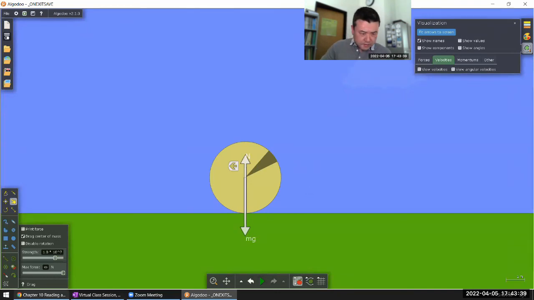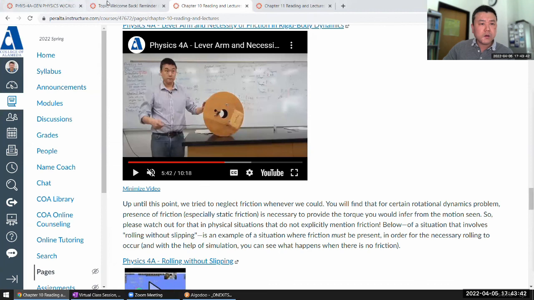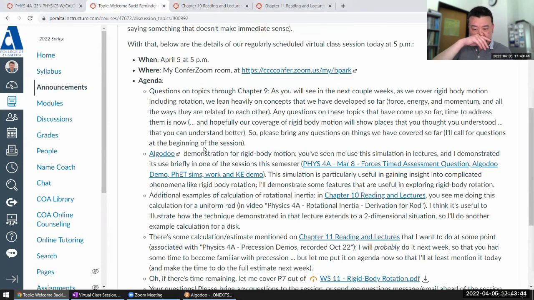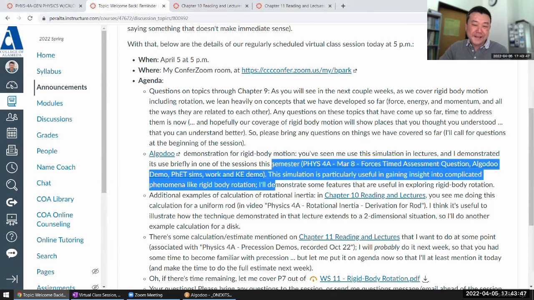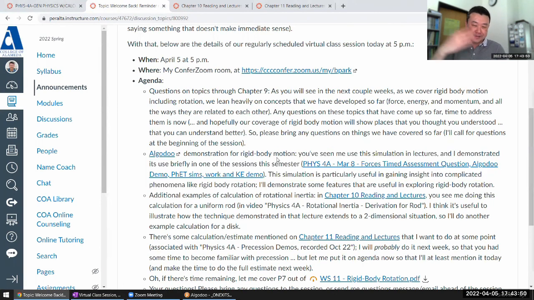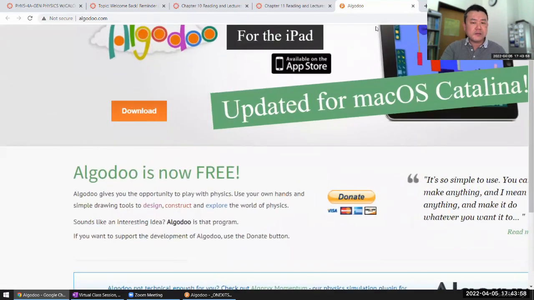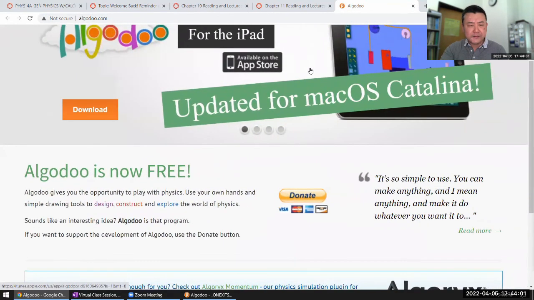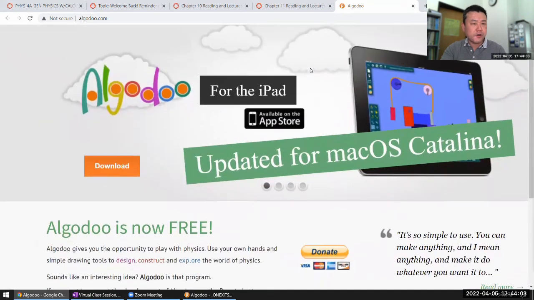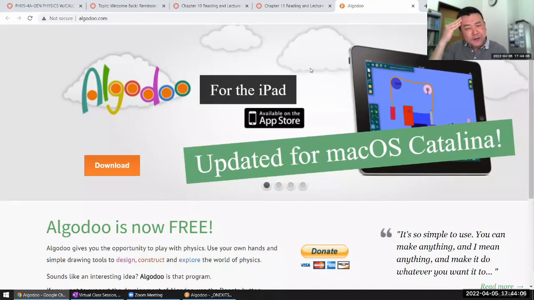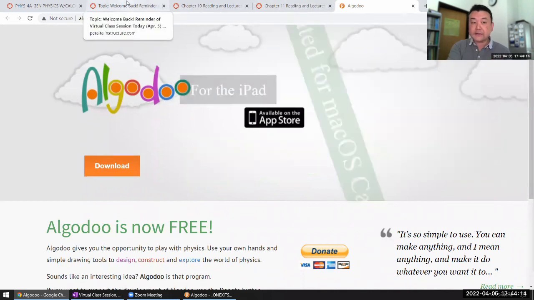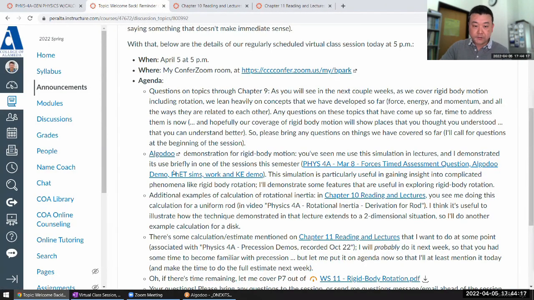Okay, so I think that's probably all I wanted to talk about with Algodoo. I hope this demonstration will inspire you to play with it. Now you do need to have either a PC or a Mac. The iPad version you have to buy, and it doesn't work on Chromebook. That's one of the reasons I don't have any required assignments that require Algodoo, because if you only have a Chromebook, then you can't use it. But if you have a PC or a Mac, then please give it a try.